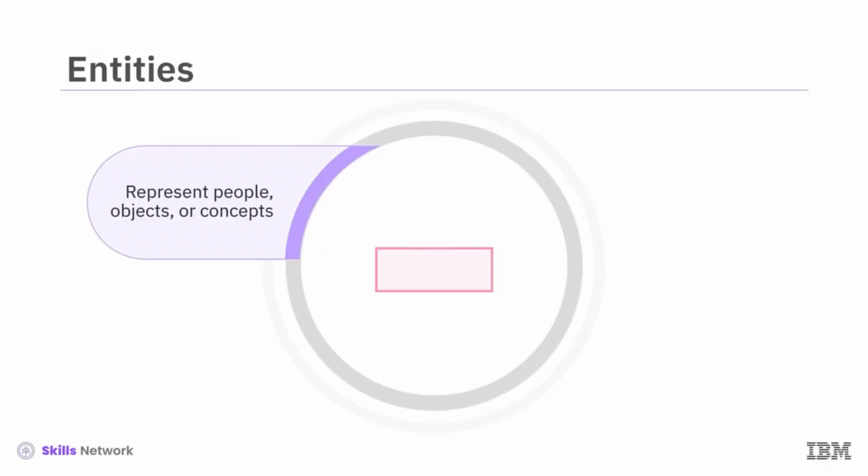Entities in ERDs represent people, objects, or concepts that store data in a database. They serve as fundamental building blocks, depicted as rectangles in ERDs, and contain attributes describing specific properties.